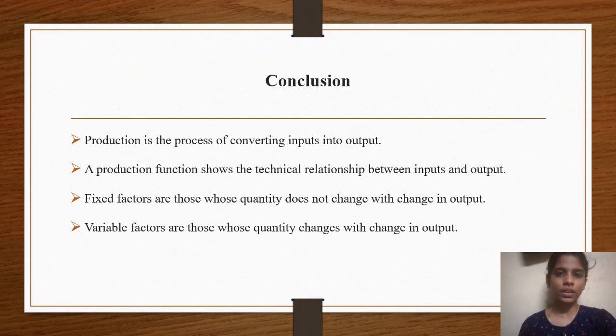So in the topic of production function, we have learned that production is the process of converting input into output. A production function shows the technical relationship between the inputs and output. Fixed factors are those whose quantity does not change with the change in output. Variable factors are those whose quantity changes with change in output.